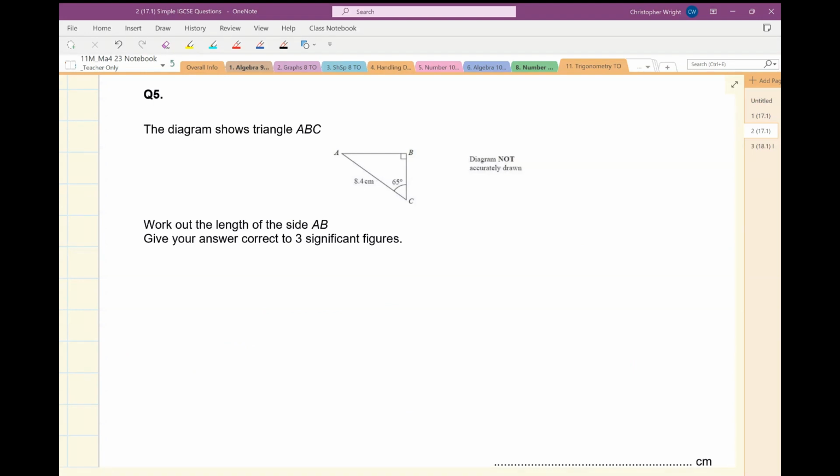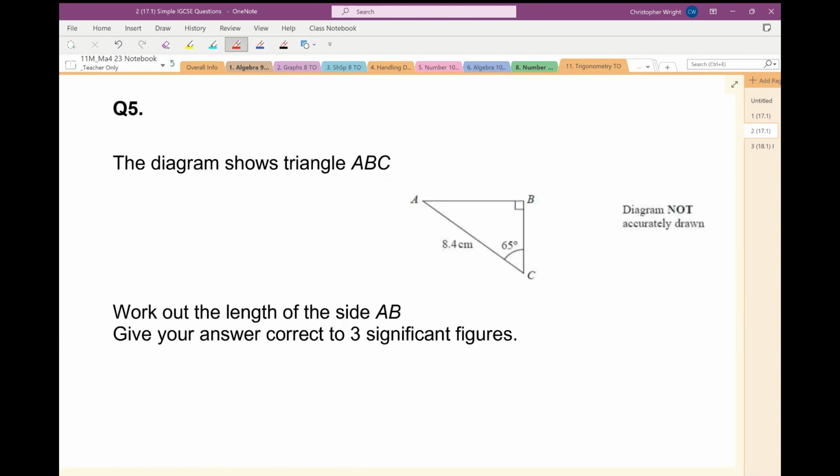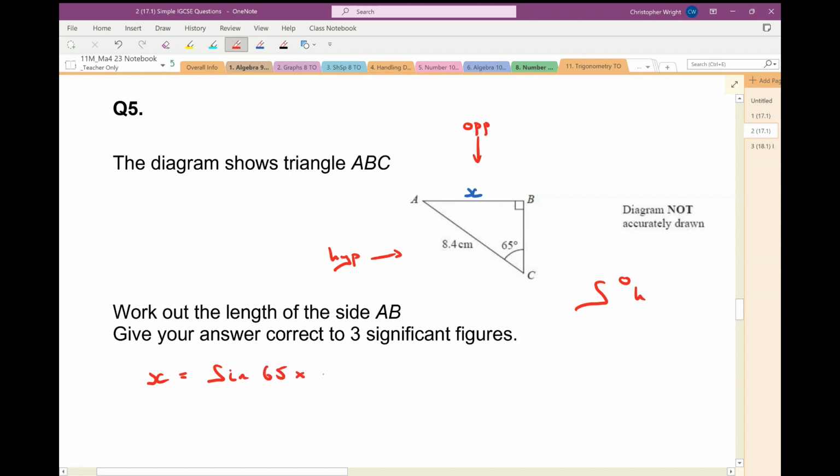Question 5. I need to work out the length of the side AB in this triangle. It's often easier to label the side you're looking for x if it's not already labelled, because now I can see more easily that I'm trying to find the opposite, and I know the hypotenuse. So looking at this triangle, this is going to be sine, and I'm trying to find the opposite. So the opposite x will be sine 65 multiplied by 8.4.